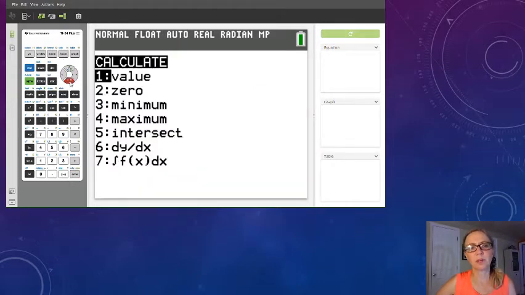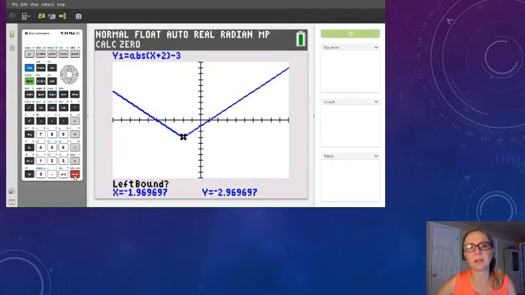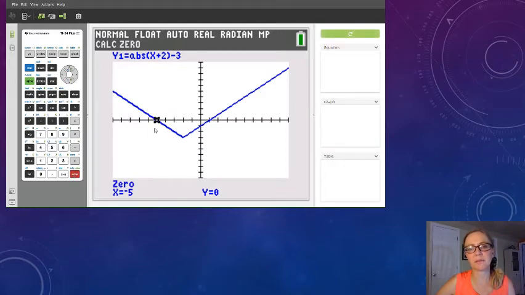Now the next thing we're going to look for are the zeros. Remember, the zeros are where the graph crosses the x-axis. The first thing we have to do is get a left bound. So we're getting to the left side of that point, hitting enter, building that wall, moving to the right side, hitting enter to build another wall, and then we're going to make a guess somewhere between the two walls. And we find a zero at -5, 0.